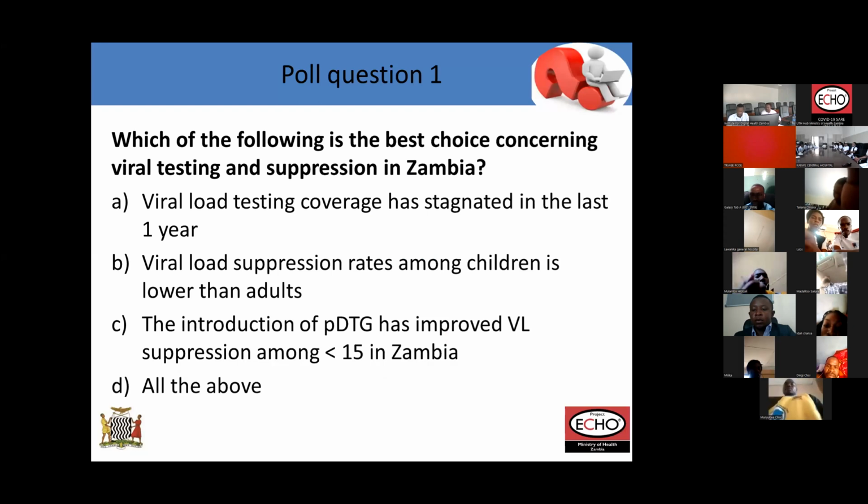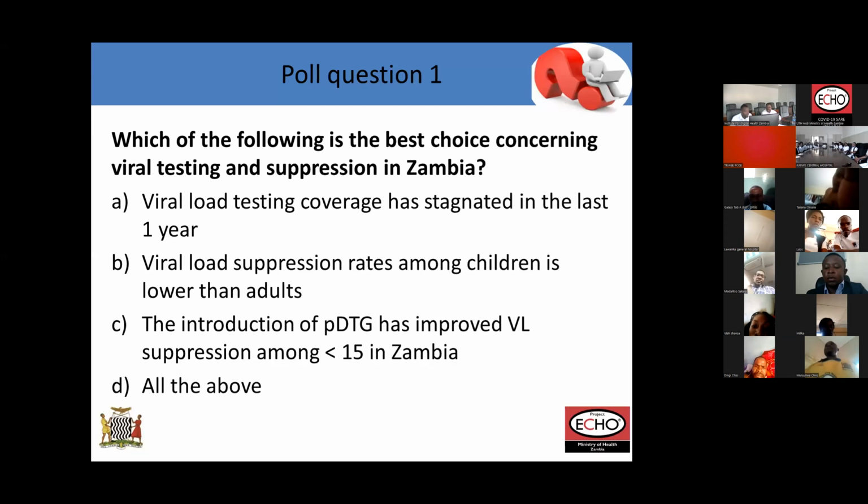We have the first 4 questions. I'll just read it and then let Dr. Singini lead us. Which of the following is the best choice concerning viral load testing and suppression in Zambia? A, viral load testing coverage has stagnated in the last 1 year. B, viral load suppression rates among children is lower than adults. C, the introduction of pediatric DTG has improved viral load suppression among children under 15 in Zambia. D, all of the above.